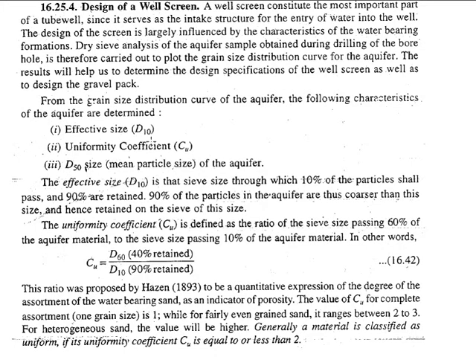First is D10, next is the coefficient of uniformity, and then we have D50 of the aquifer. I think all of you are quite aware of what D10 and D50 are. These are the sizes of the particles when 10% of the fines are allowed to pass and the rest 90% are retained. Similarly, it is true for D50 also. And the coefficient of uniformity is equal to the ratio of D60 over D10.